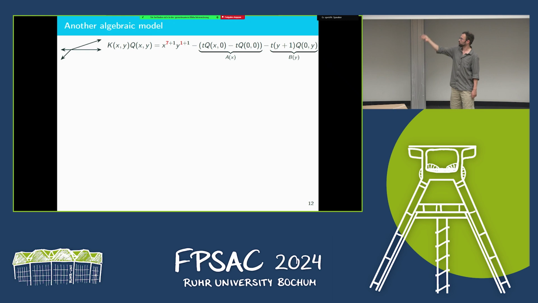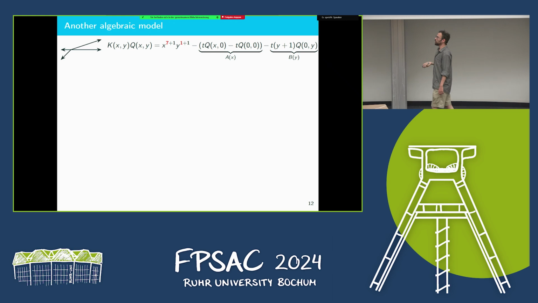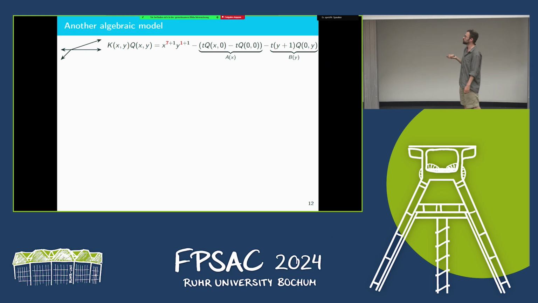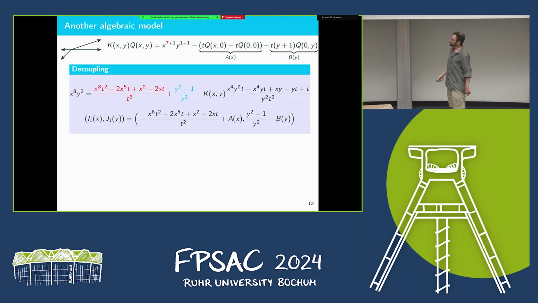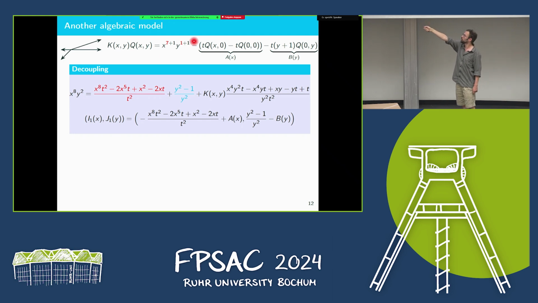So this time I take this model with large steps, and notice the exponents 7 and 2. They correspond to the fact that this time I don't start from the origin, I start from the point (7, 2). But basically the functional equation has the same shape. So I find a decoupling for my monomial here, which gives me a first pair of invariants.